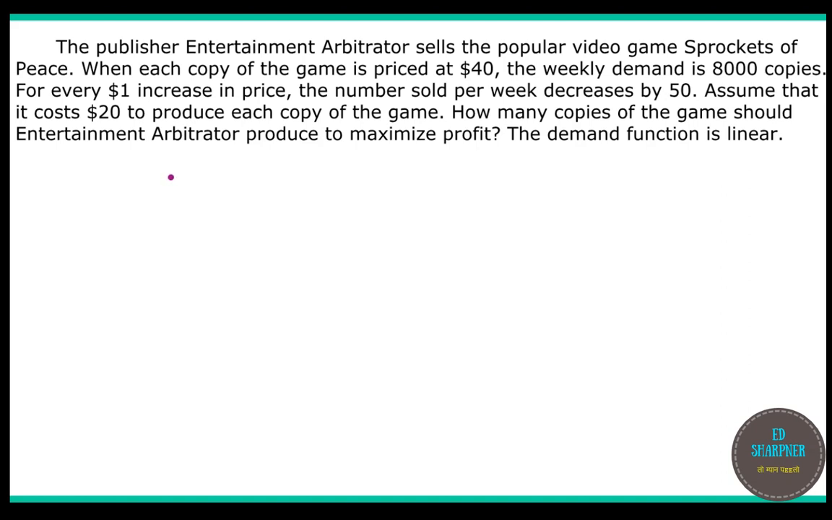The demand function is linear. So here we consider the demand as Q copies and the price at that time is P. Now the demand function between Q and P is linear, so we assume it to be Q minus, say, 8,000 equals the slope, which is M, into P minus 40.